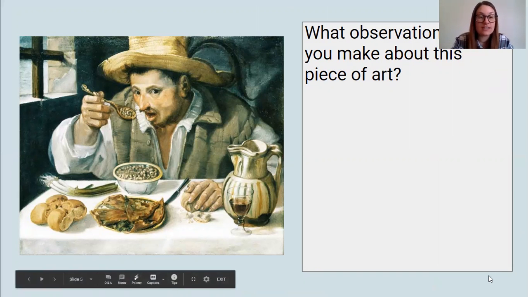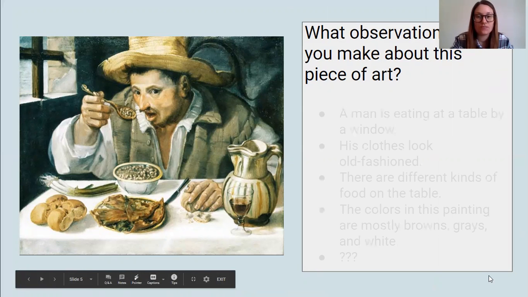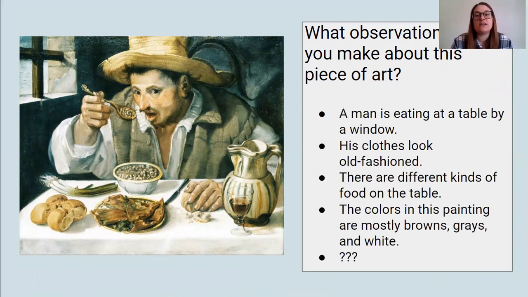Here are a few things I noticed when I looked. I see that there is a man. He's eating at a table and there's a window. I'm looking at his clothes, and they don't look like clothes we would wear today. They look a little bit old-fashioned to me. I notice that there are different kinds of food on the table. And when I'm looking at the colors in this painting, I'm noticing that they're mostly browns, grays, and some white.